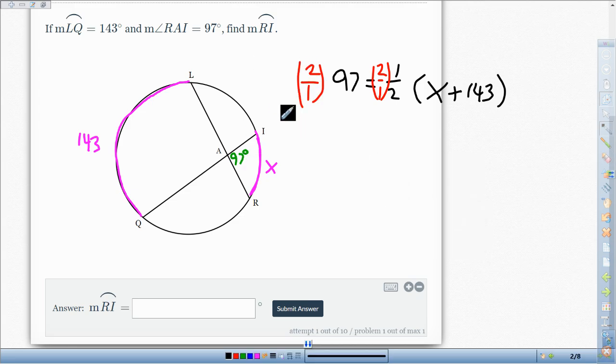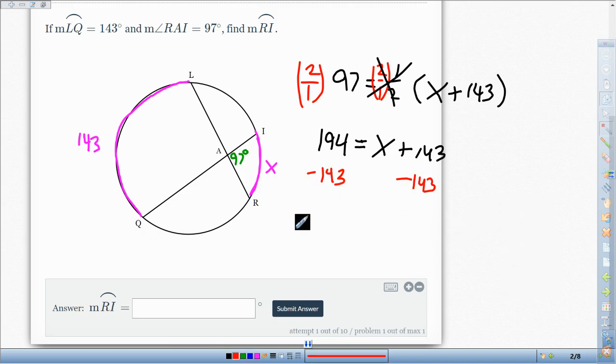So multiplying by the 2/1, 2 times 97 gives me 194. Over on the right, these are gone now, and we have x plus 143. Now we can solve for x by getting rid of the 143 by subtracting. So minus 143, it looks like we're going to get 51. I'm going to flip it around. So yeah, the math isn't terribly difficult. It's getting everything plugged into the correct formula in the correct way. So just take your time on that.